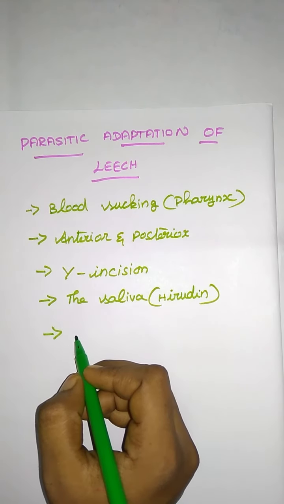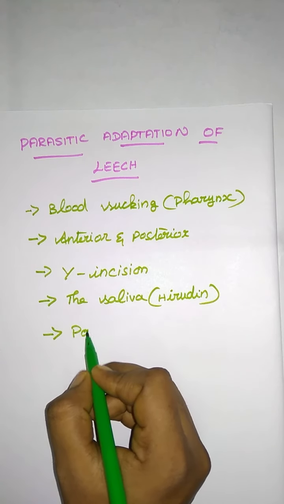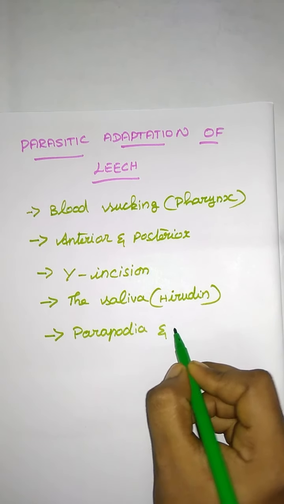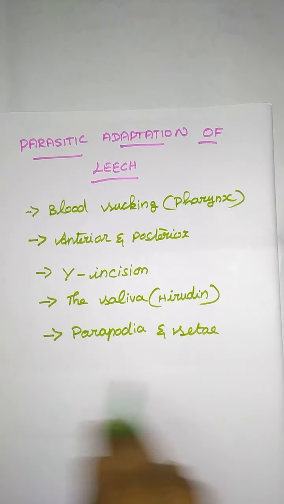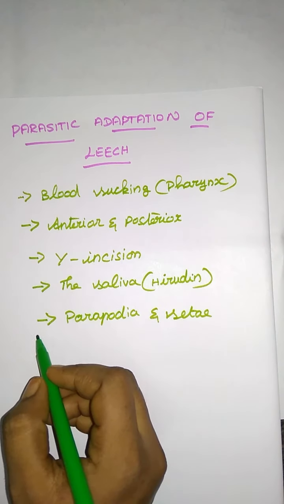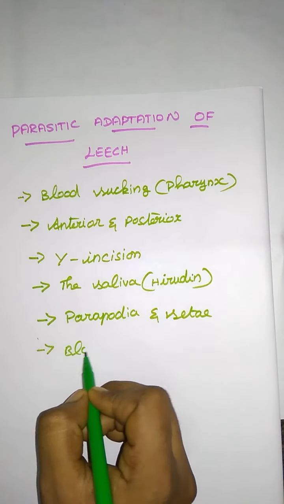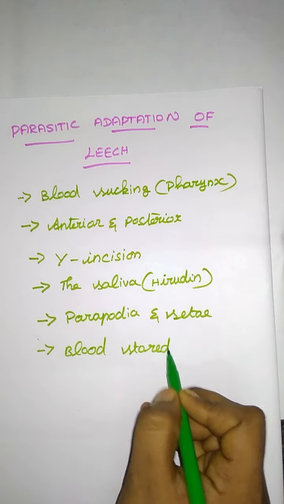And next, the leech does not have any legs; the parapodia and chaetae are completely absent here. That is the leg part, completely absent. And the last one, the blood is stored in the crop.